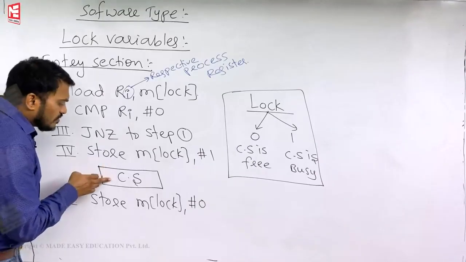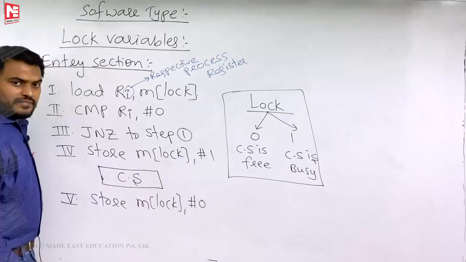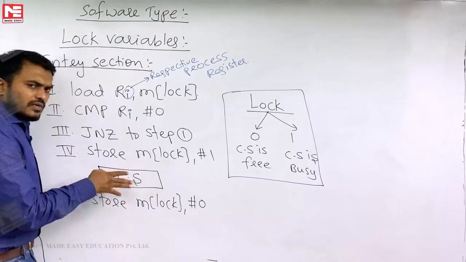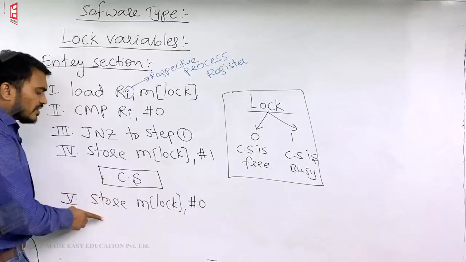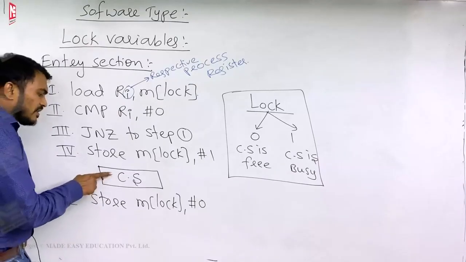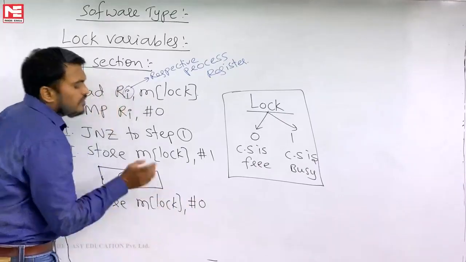Then the process will enter into what? The critical section. So it will make use of the shared resources, shared variables here. It is also a set of instructions only, right? Once it completes the critical section, it will execute the next instruction. Now that it has completed the critical section, you are executing what? Store the value of 0 into lock.